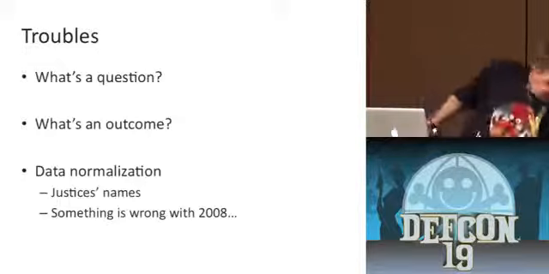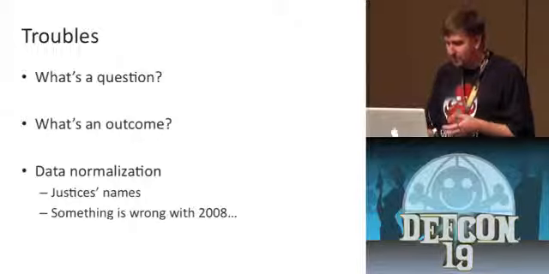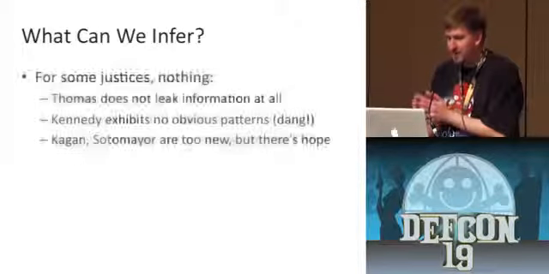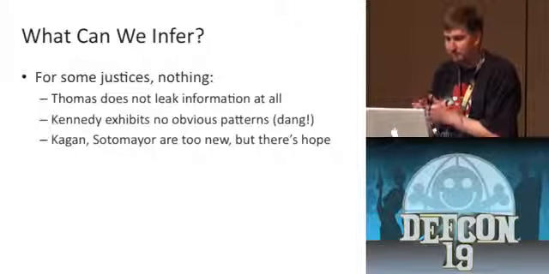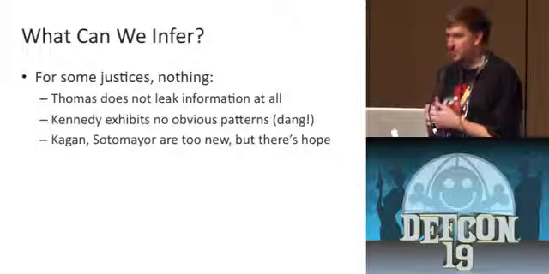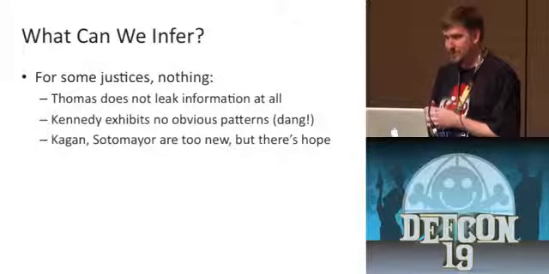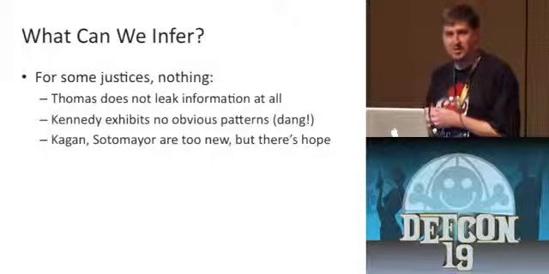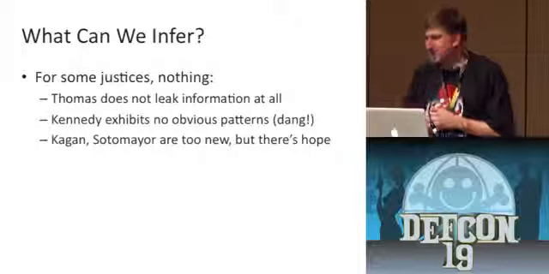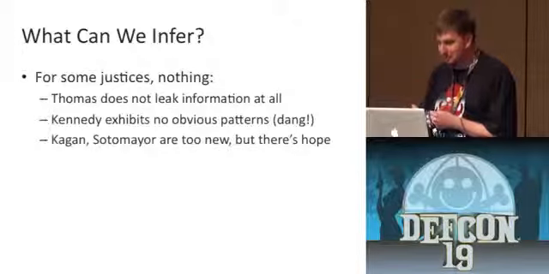So, great, we've collected a pile of data. Can we draw any inferences from it? For some justices, no. There are four justices for whom we really can't say anything meaningful. First, Justice Thomas has not spoken at oral argument for over 5 years anyway, and so this makes analysis of his questions fruitless. So he does not leak any information at all. However, if you can guess how Justice Scalia will be voting, you might have a good clue about Justice Thomas.